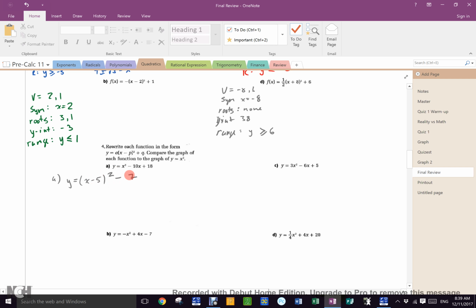And what does that mean? How far is it moved from the original parabola? It moved 5 that way and 7 down. Does everybody understand what that question is asking? Because a regular parabola goes right there. Over 1, up 1, over 2, up 4, over 3, up 9. This parabola has moved 5 that way and down there.